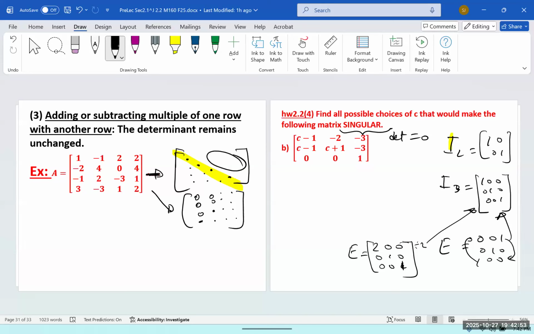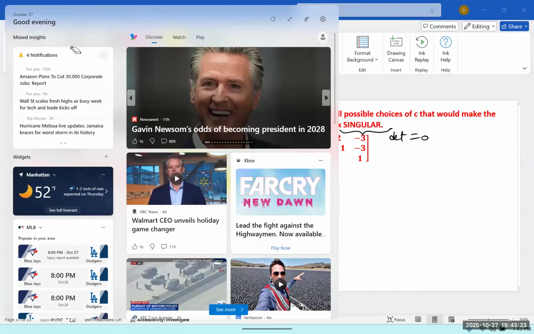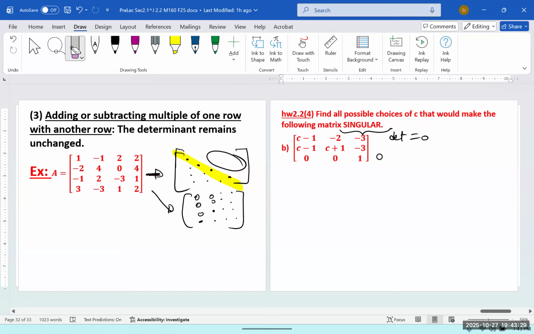Which one are you talking about, the left or the right? For the right, it says, what is the determinant of this matrix? And then this determinant will be an equation with C. So what number do you not want to have for C so that the determinant will not be 0?